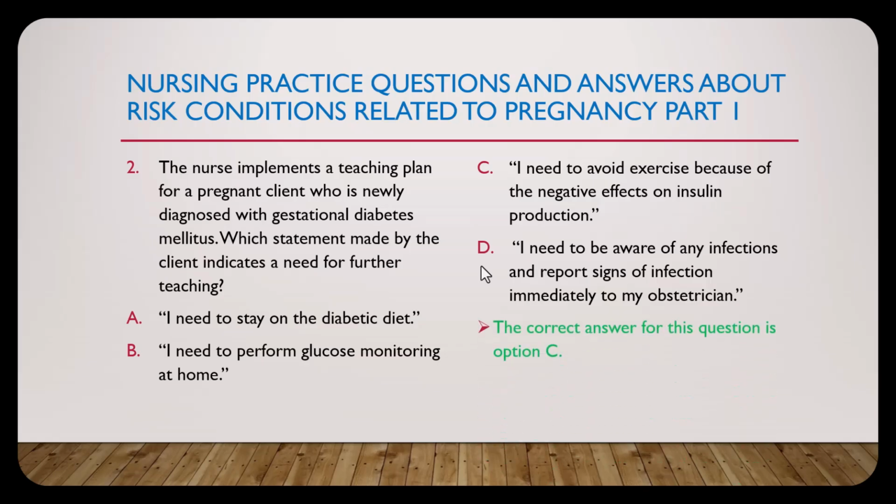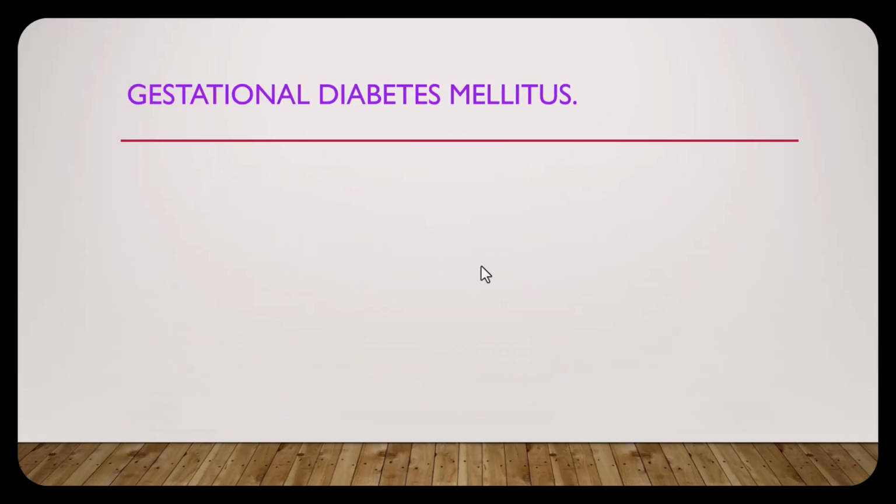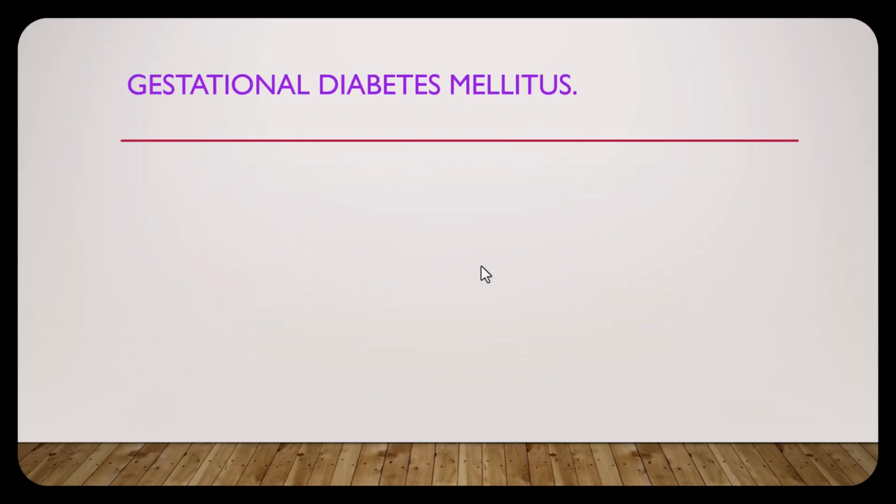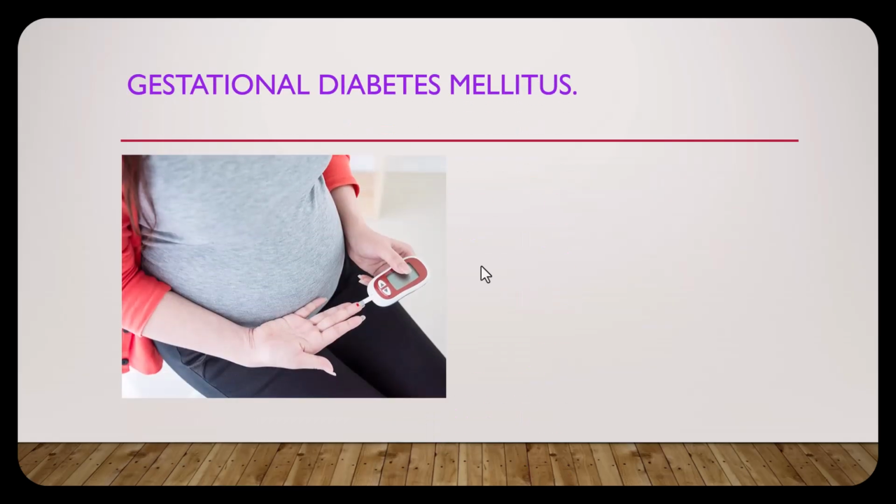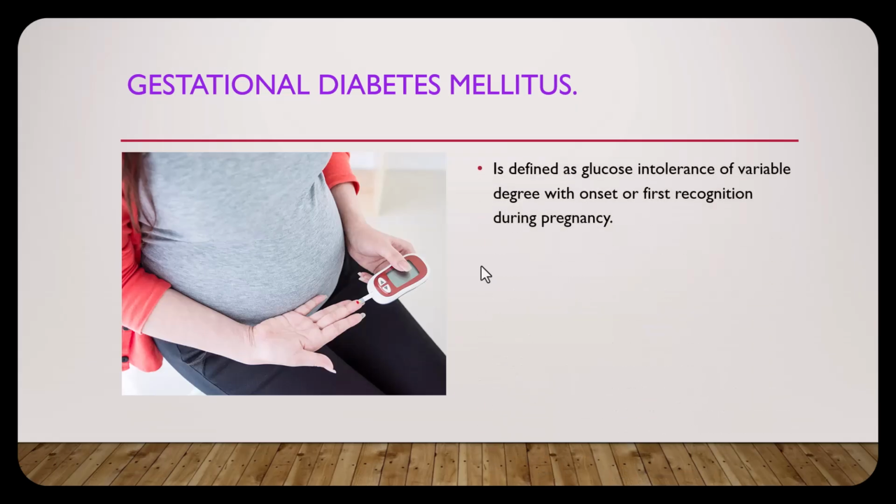The correct answer for this question is option C. I need to avoid exercise because of the negative effects on insulin production. Now, what is gestational diabetes mellitus? It is defined as glucose intolerance of variable degree with onset or first recognition during pregnancy.